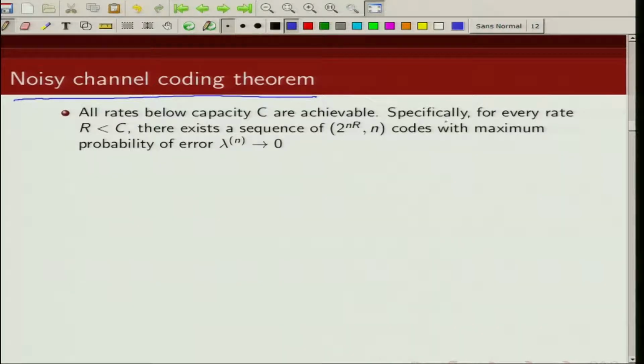So specifically, for every rate which is less than capacity, there exists a code of these parameters such that the maximal error probability goes to 0. Now we are going to prove the achievability part of this theorem first. So first we are going to show that the average probability of error goes to 0 as n becomes large, and then we will show that if the average probability of error goes to 0, then the maximal probability of error is also bounded and it also goes to 0.